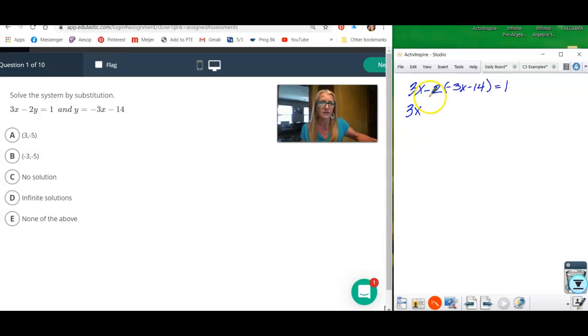That gives us 3x. A negative 2 times a negative 3 is a positive 6x. Negative 2 times negative 14 is positive 28 equals 1. Right? So then you would combine like terms and get yourself 9x plus 28 equals 1. I don't know why sometimes this writing pen does that circly thing that it's doing. Then you would want to get the 9x by itself. You would do that by subtracting 28 from both sides.